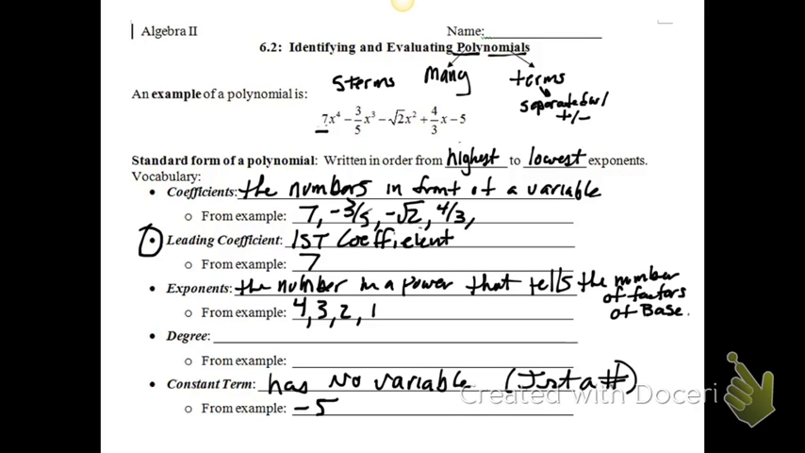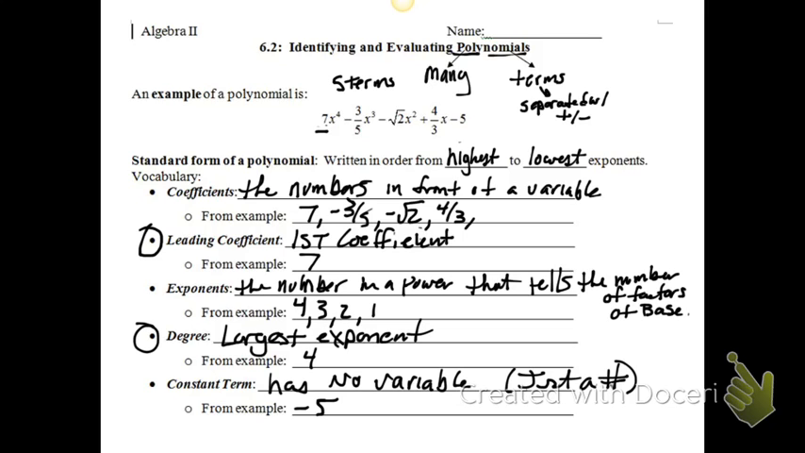The degree is the most important exponent. This is the largest exponent. And once again, this tells you a lot about the polynomial function. It's the most influential of all of the exponents. So from the example, we would say it's degree 4.